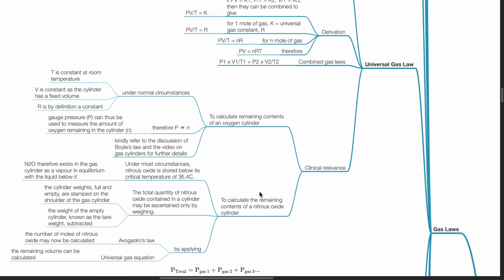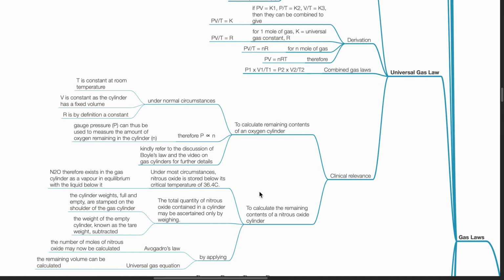Clinical relevance of the universal gas law. It can be used to calculate the remaining contents of an oxygen cylinder. Under normal circumstances, T is constant at room temperature, V is constant as the cylinder has a fixed volume, and R is by definition a constant. Therefore, P is proportional to n. Gauge pressure P can thus be used to measure the amount of oxygen remaining in the cylinder, n.